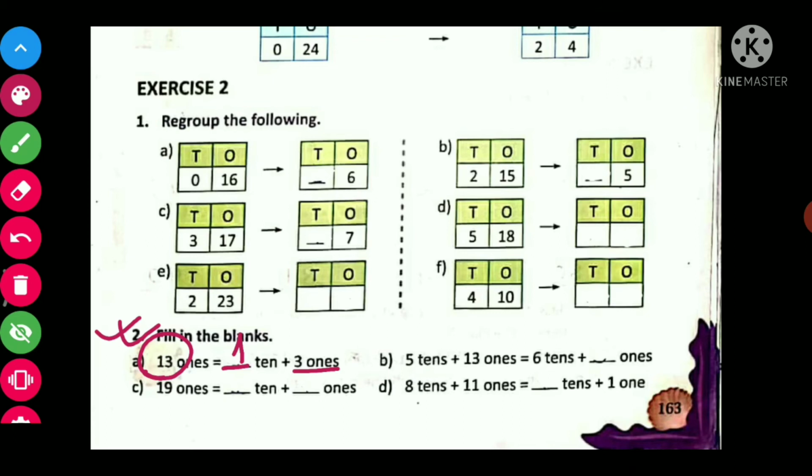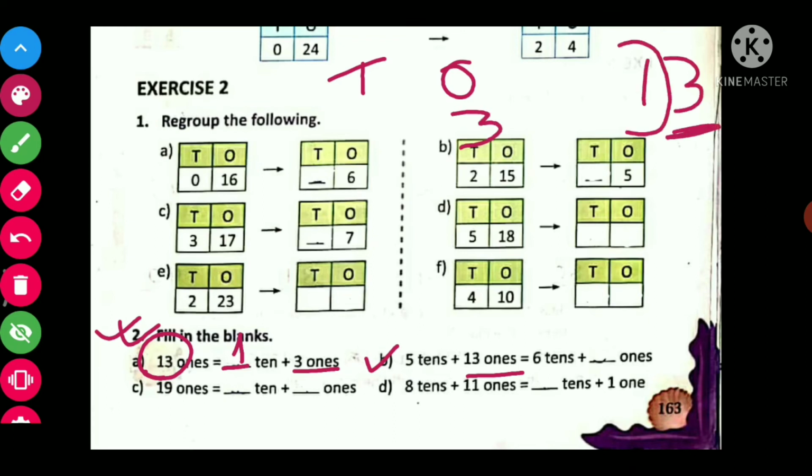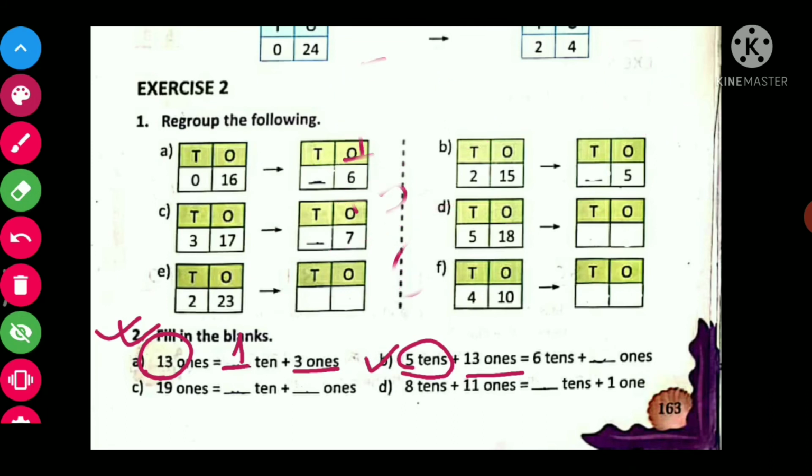Now see the B part. So 5 tens and 13 ones are there. That means tens and ones. 13 ones, that means 13 is there. So we'll put 3 in the ones place and we'll give 1 to the tens place. But in tens place already 5 is there, so we'll add 5 with 1. It will become 6. So our answer will be 6 tens and 3 ones. So we'll write 6 tens and 3 ones.